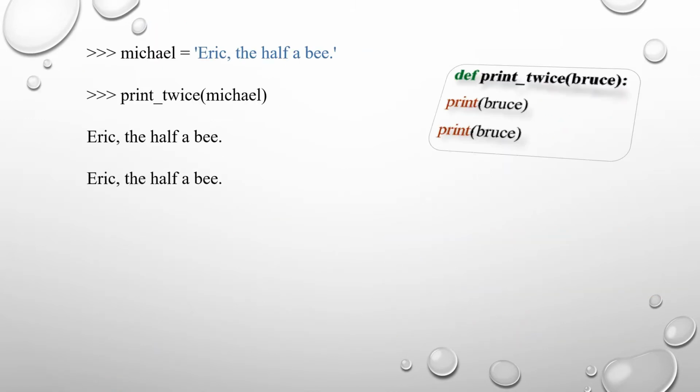Let's consider one more example. Here, Michael is the variable. The assigned value is a string, which we assign to the variable named Michael. Here we call the function print_twice with the variable Michael. It is going to print the assigned string twice.